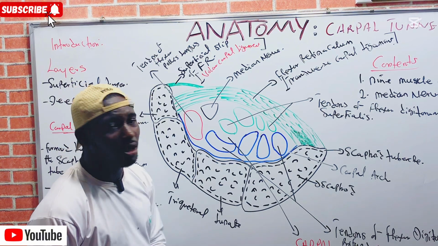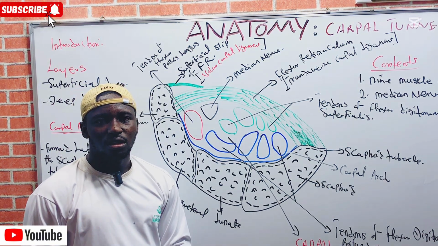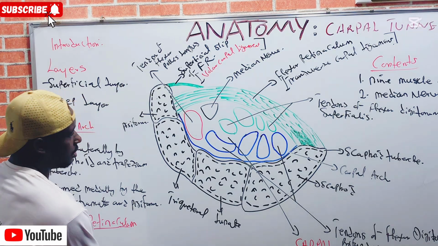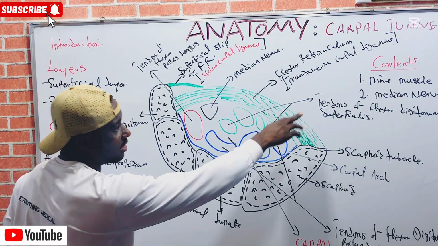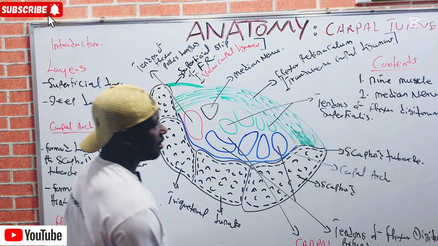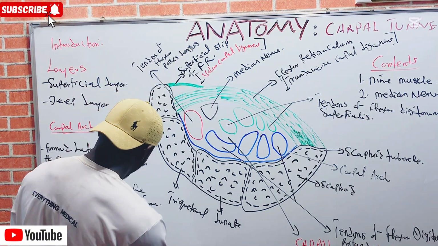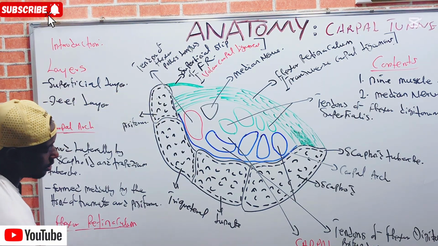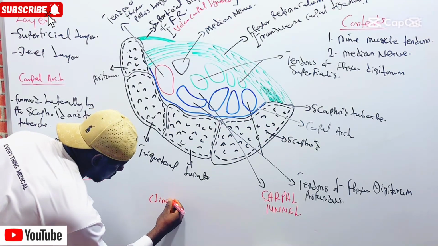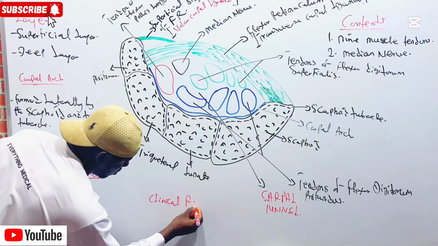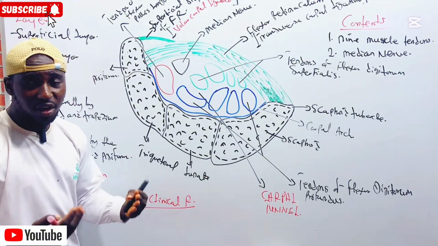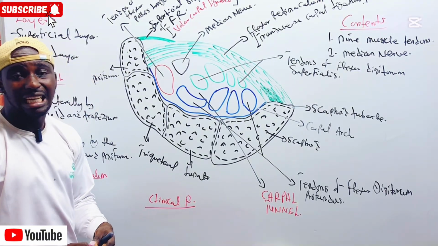Now let's dive into the what? The clinical relevance. So the content is the 9 muscle tendons and the median nerve. Okay? Clinical relevance. The most pronounced clinical relevance of the carpal tunnel is the carpal tunnel syndrome.